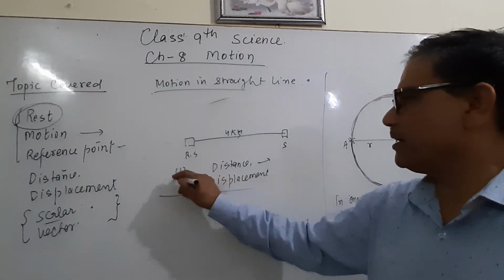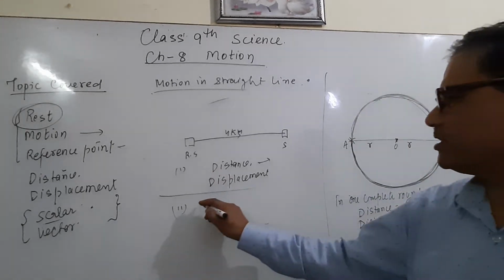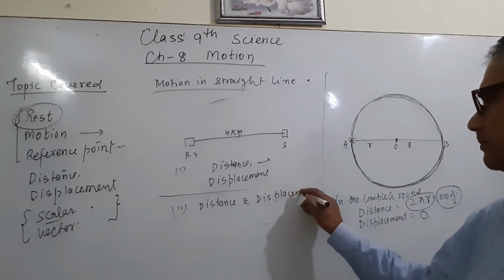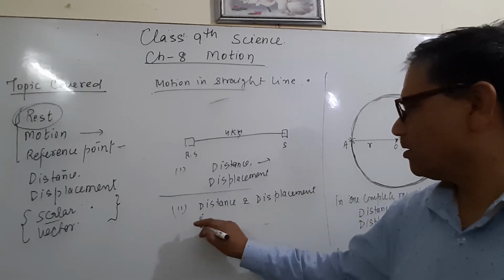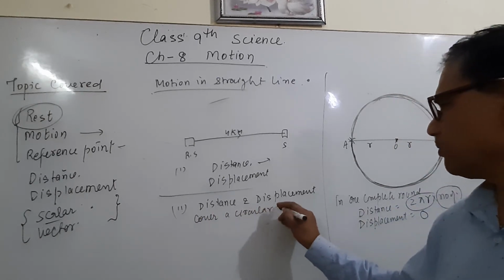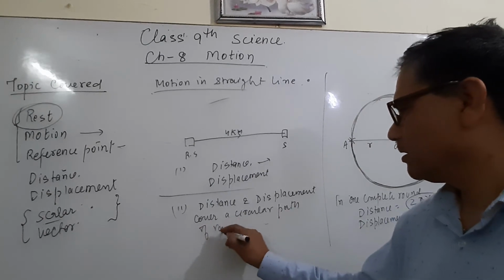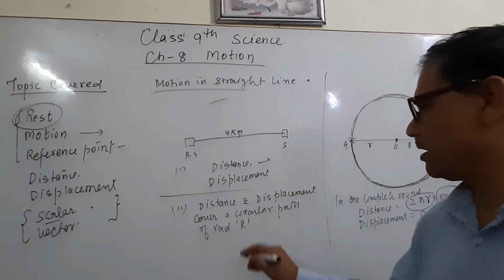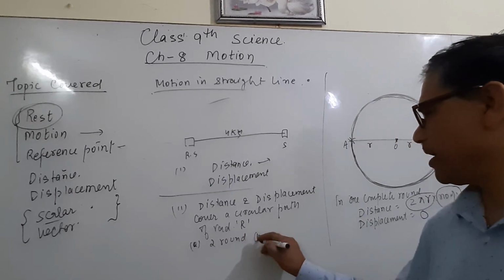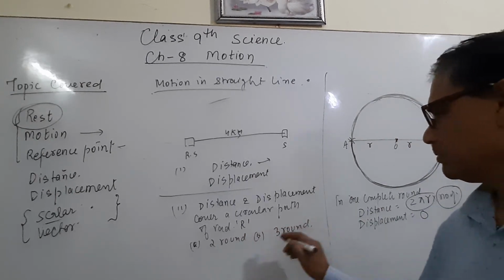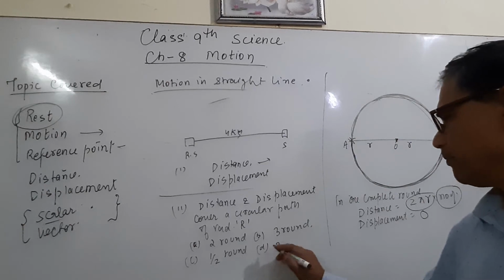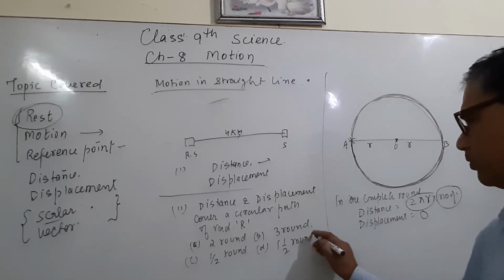Then you find also. What is the distance and displacement to cover a circular path of radius capital R in part A, 2 rounds, part B, 3 rounds, part C, half round, part D, 1.5 rounds? You have to do it and we will discuss tomorrow.